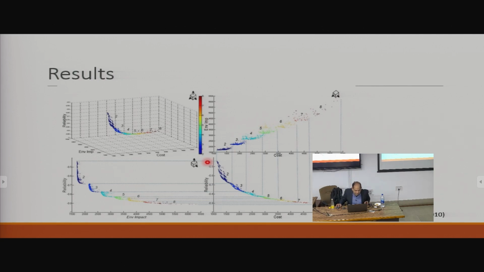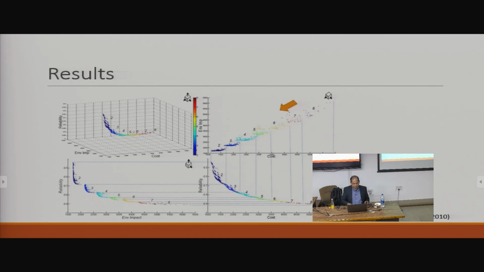So here we have environmental impact and cost. Here we have reliability and environmental impact, and then here you have reliability and cost. Let's see if I can see that over there. Okay, and then we show different color codings for different number of life cycles. So let's delve deeper into this.